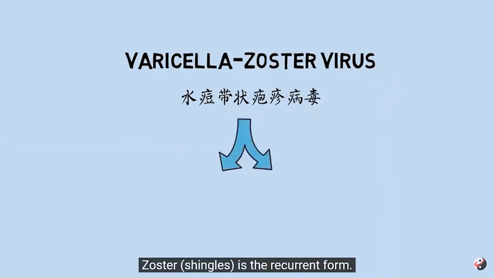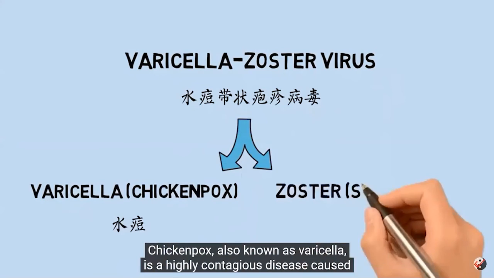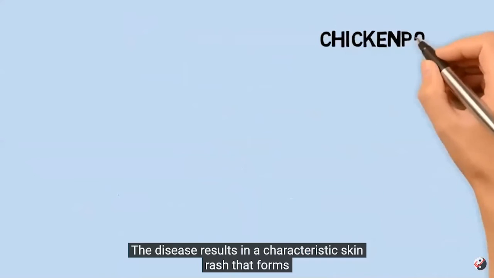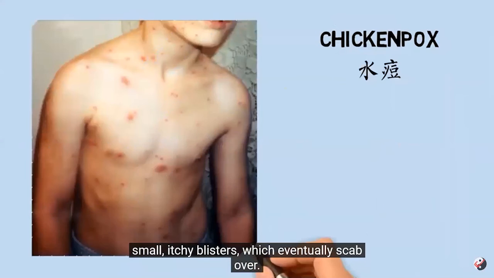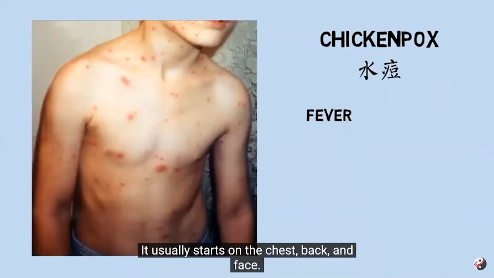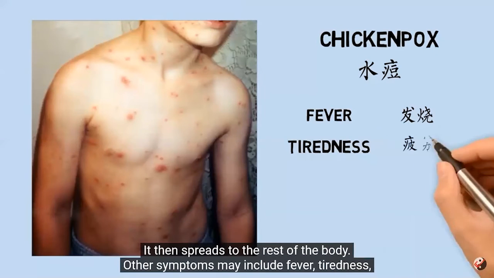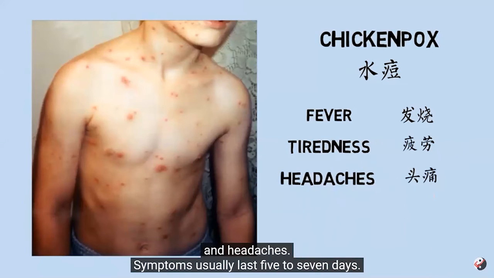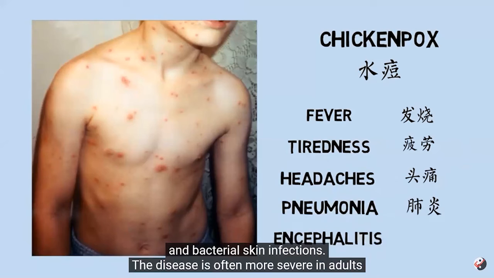Chickenpox, also known as varicella, is a highly contagious disease caused by the initial infection with varicella zoster virus, VZV. The disease results in a characteristic skin rash that forms small, itchy blisters, which eventually scab over. It usually starts on the chest, back, and face. It then spreads to the rest of the body. Other symptoms may include fever, tiredness, and headaches. Symptoms usually last 5 to 7 days. Complications may occasionally include pneumonia, encephalitis, and bacterial skin infections. The disease is often more severe in adults than in children.